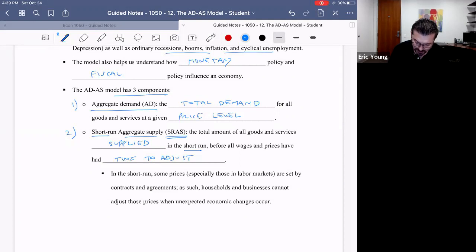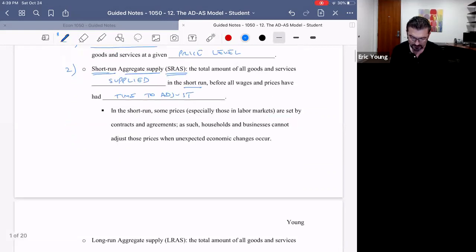Our second component, short run aggregate supply, SRAS, which again is the total amount of goods and services supplied in the short run. The short run is a time period when we have not been able to fully adjust wages and prices. One way to think about it is this. In the short run, and again, the short run has no specific time length. So I don't want you to think about short run as a year or less. We don't know what the time frame is.